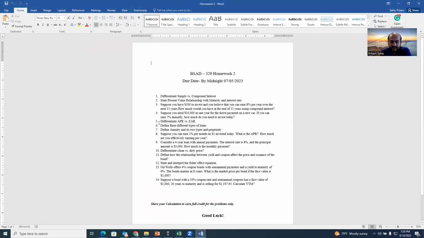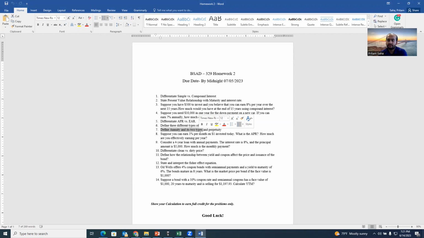Now, differentiate APR versus EAR. We know this, right? APR is the annual rate quoted by financial institutions. EAR means effectively how much we pay for any loan annually. 2 different types of loan: pure discount, interest only, amortized. Define annuity, and its 2 types. We know what an annuity is: a finite series of cash flows at equal intervals. 2 types: ordinary versus due.